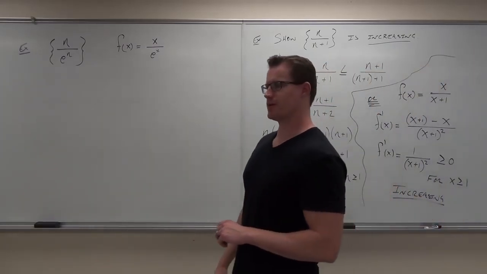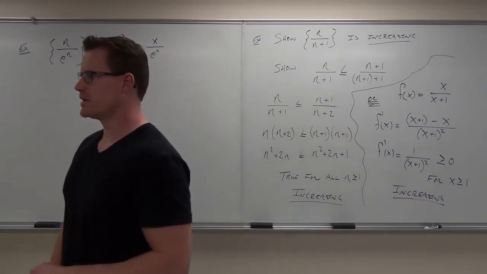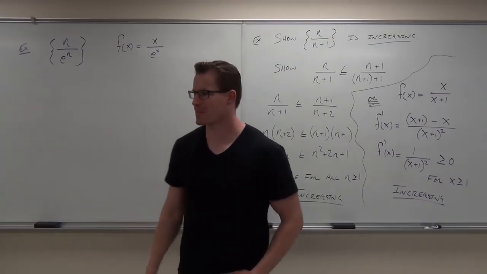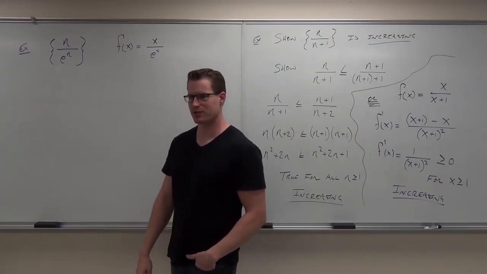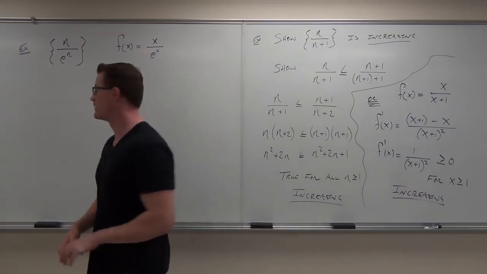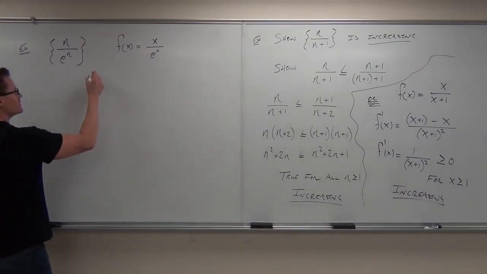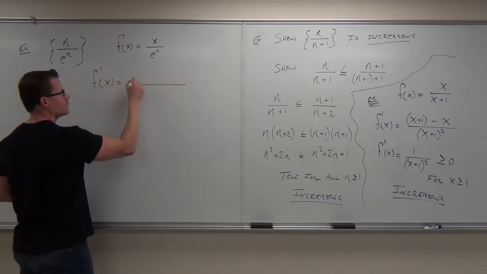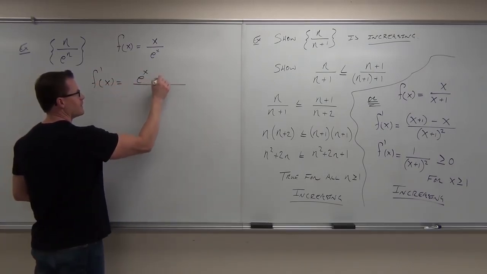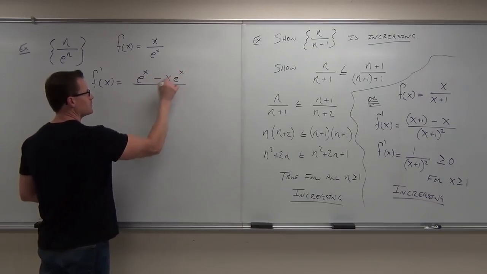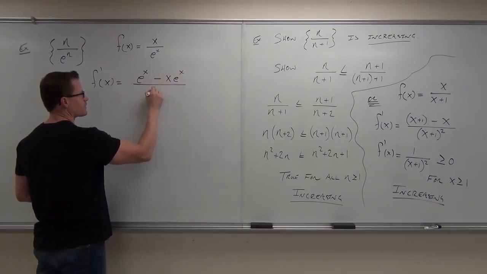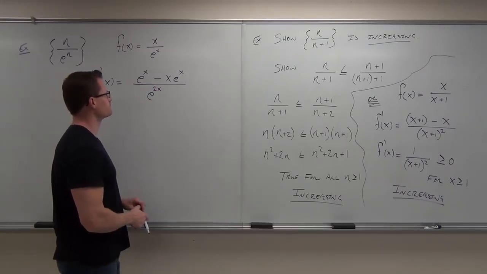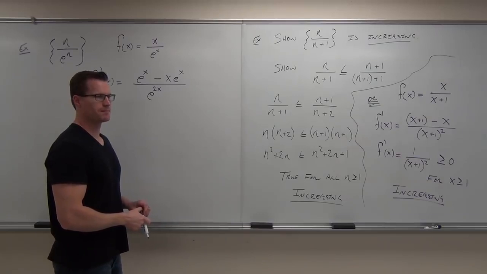So quotient rule, oh my goodness, we haven't done quotient rule in a while. Low d high minus high d low, square the bottom, away we go. Don't just take a derivative of the numerator and derivative of the denominator. That's L'Hopital's rule, and that's not what we're doing here. Mr. Rob, is that what you did? Low d high minus high d low, square the bottom, and away we go. Got it. Did you get that? Yes.